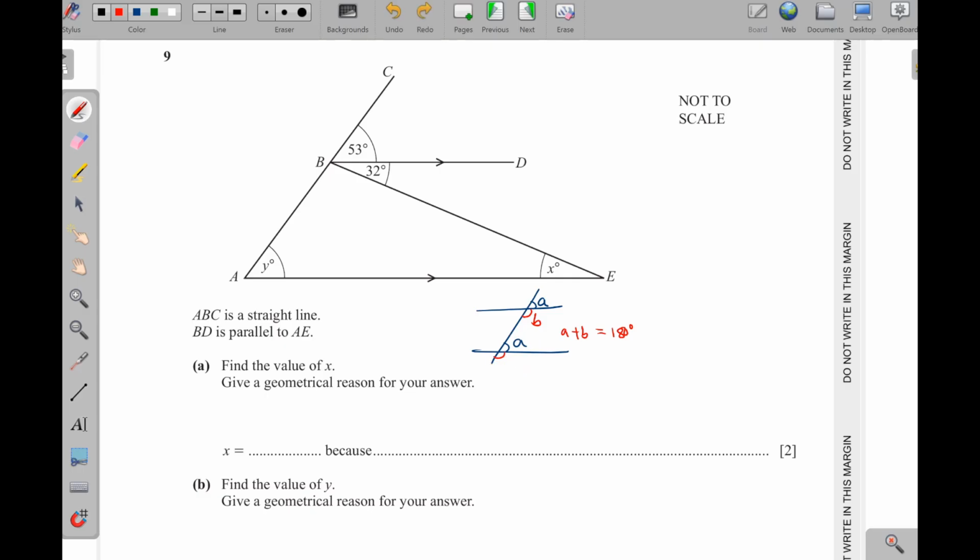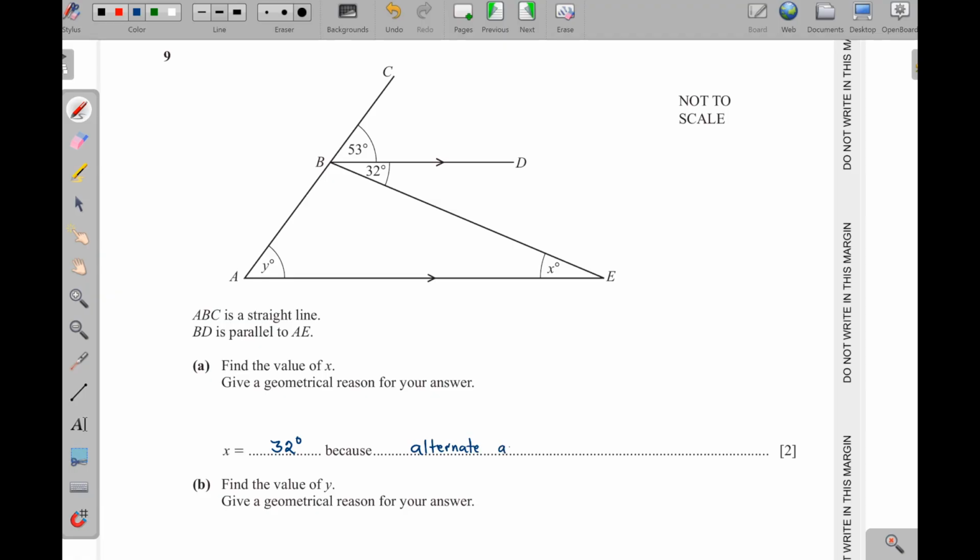So if you are just given these two angles here, okay, this one is not there and this one is not there, those two angles must add up to 180. Okay, now let's look at this part A. They are saying find the value of x. Give a geometrical reason for your answer. So the value of x, you can see this one here is parallel to this one. Now this angle here has to be equal to that, not so. So x has to be equal to 32 degrees because we can see alternate angles here.